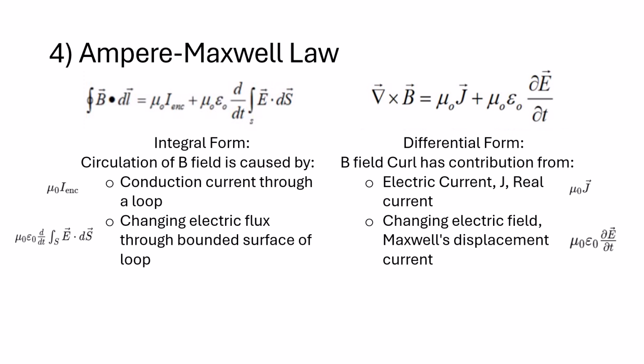And similarly, for the differential form, this shows us that the curl of the magnetic field has contribution from both the electrical current, which is the real current, you can think about it that way, being run through, and then the changing electric field, which is Maxwell's displacement current, the second term. And this equation can be used to derive the speed of waves and also the speed of light similarly.